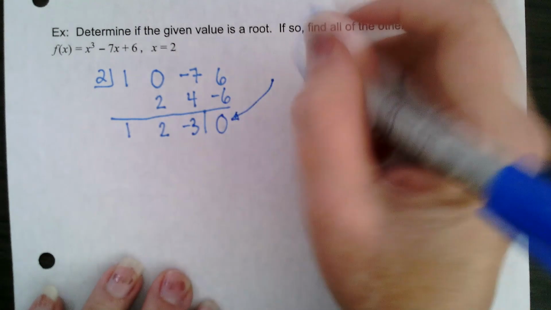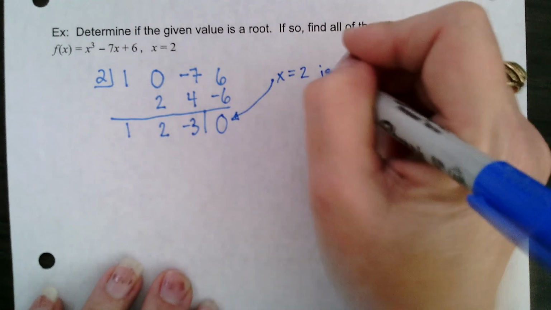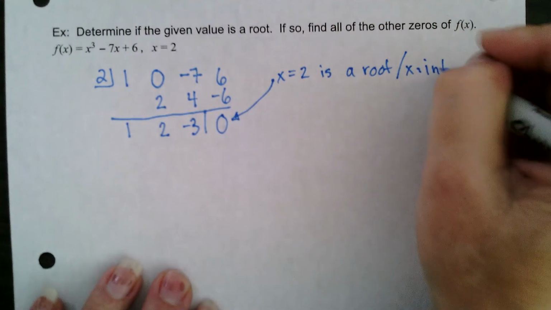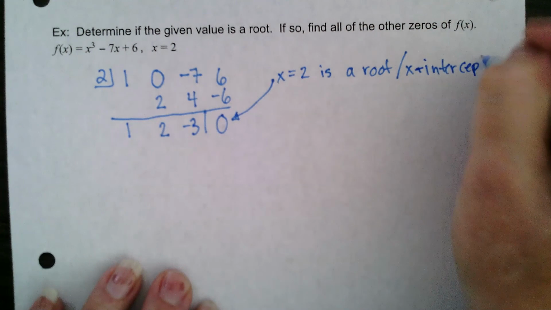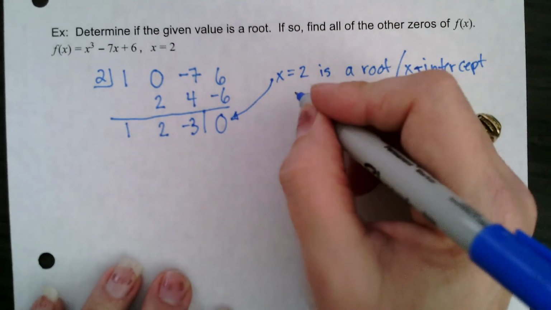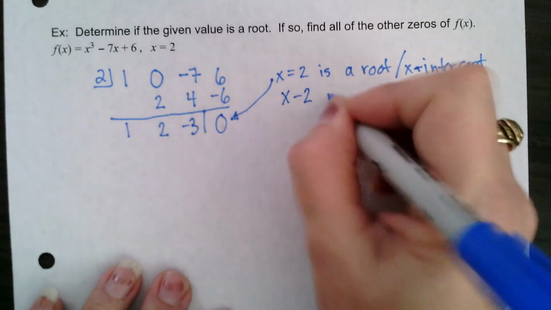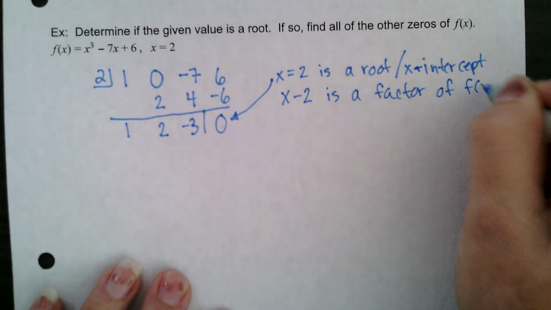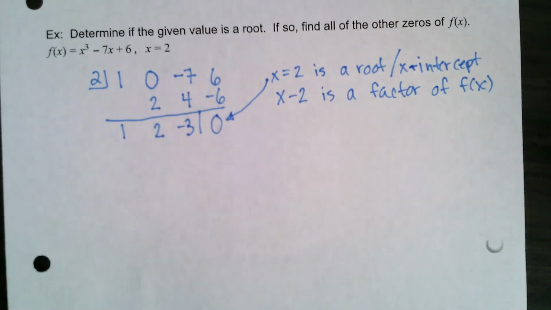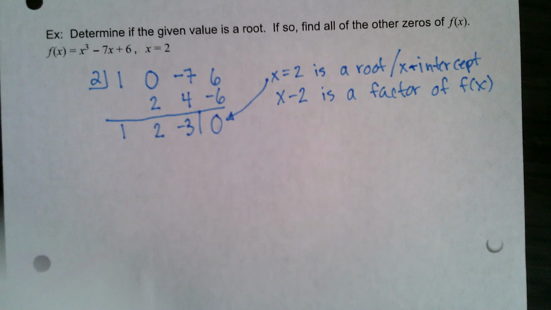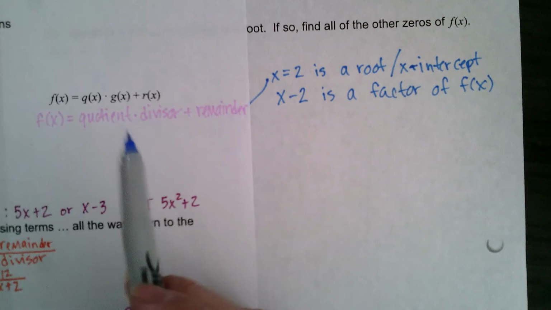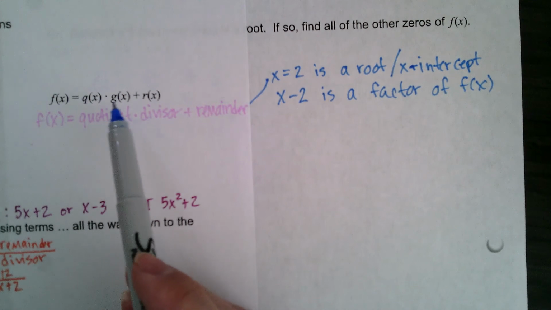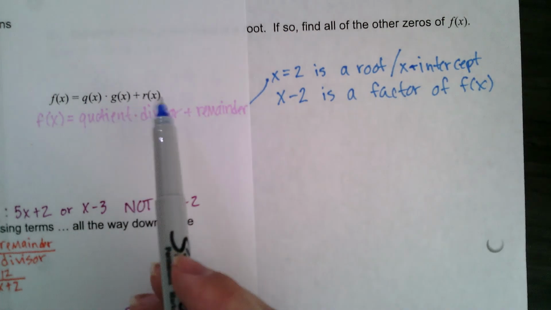So what that means is that x equals 2 is a root, or x-intercept. And that also means that x minus 2 is a factor of f of x. So here's where that stuff that we talked about on the first page comes into play, where we can rewrite it. F of x can be rewritten as the quotient times the divisor plus the remainder.